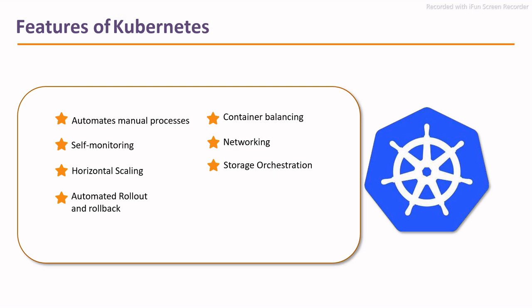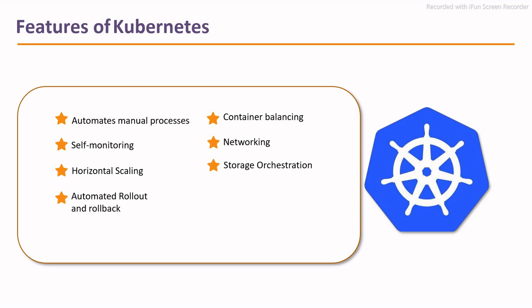Third is horizontal scaling. Kubernetes allows you to scale resources not only vertically but also horizontally, which is very easy and quick. Next is automated rollouts and rollbacks. So if, after a change to your application, something goes wrong, Kubernetes will roll back for you, and this is a very good feature in Kubernetes.